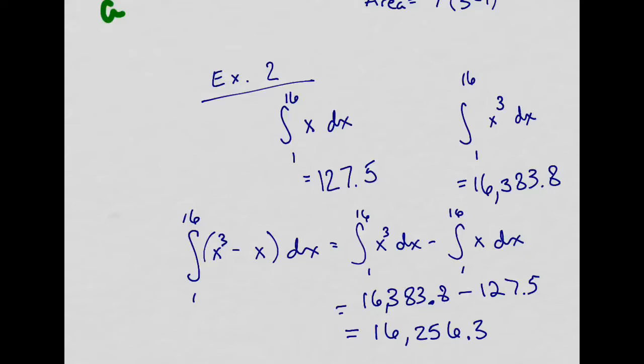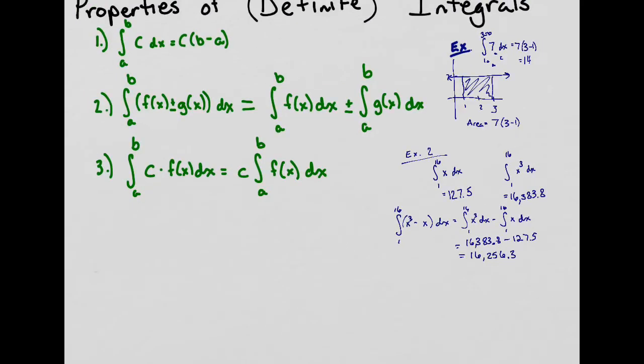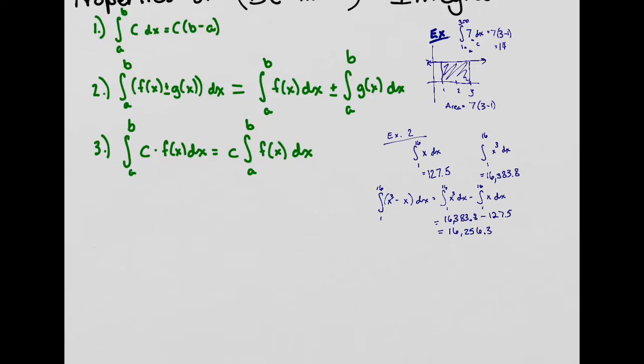which is equal to 16,256.3. So let's look at this last property. So this is combining really 1 and 2 in some ways, where if you have a constant out front in front of your function, or the way to think of this is you have a coefficient, then you can pull out that coefficient outside of your definite integral.